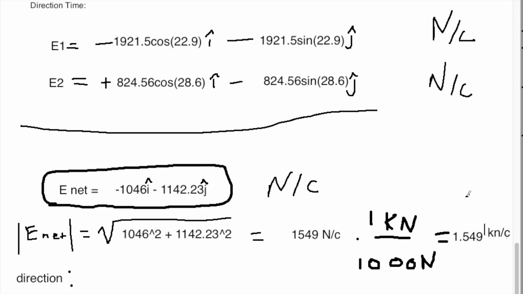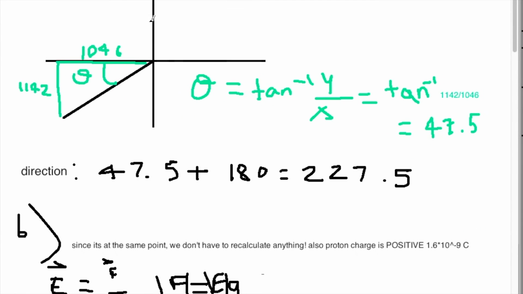Now, what is the direction? Well, let's go to part 2. For direction, this is E net we found. Theta equals tan inverse y over x equals tan inverse 1142 over 1046. So this is the direction it's in right here. This is from the origin. It goes in this direction, minus 1046 and minus 1142. This is the direction.